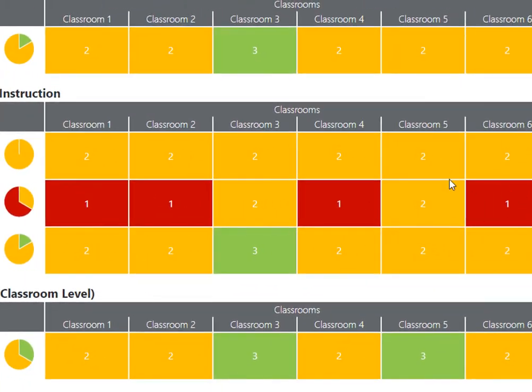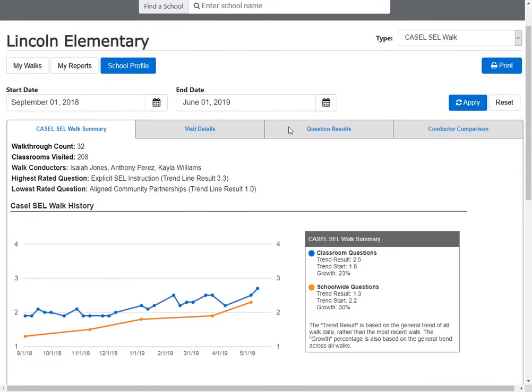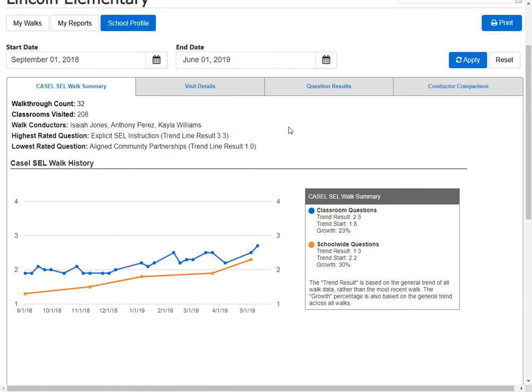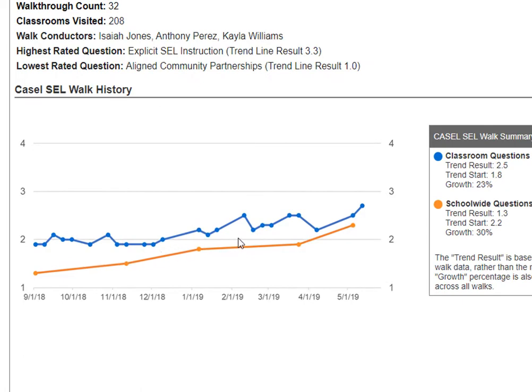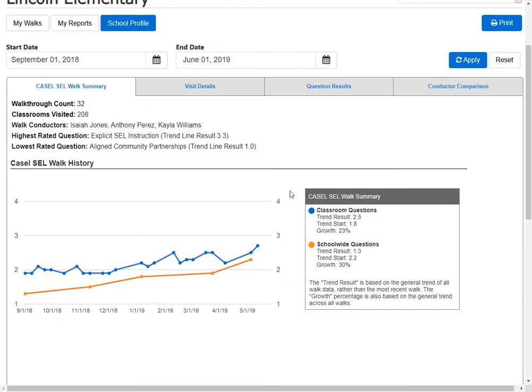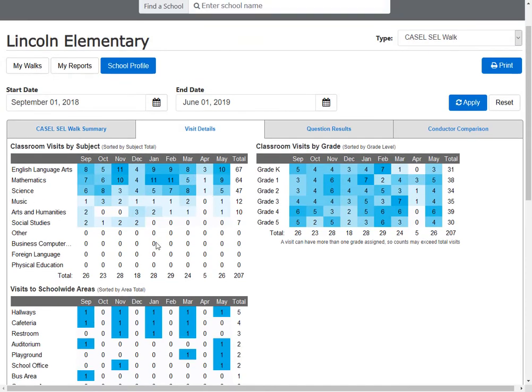and academic objectives. As you and others in your school conduct walks during the year, you will get a lot of data. LSI Trend Tracker does a great job of compiling all those data points into a clear story about what is happening in your school. You can use the reports to follow overall SEL growth over the course of the year. Or monitor to make sure your walks have good coverage of subjects and grades.